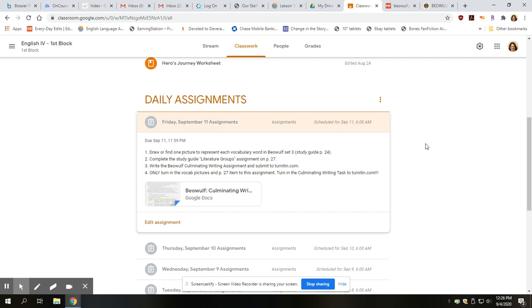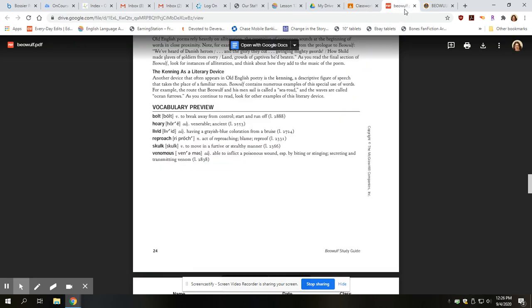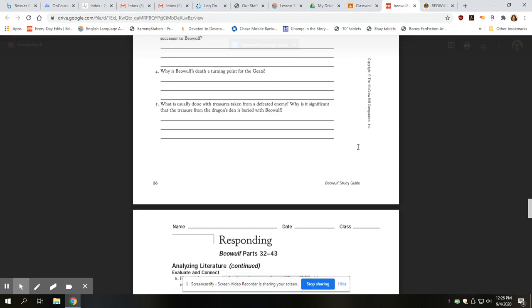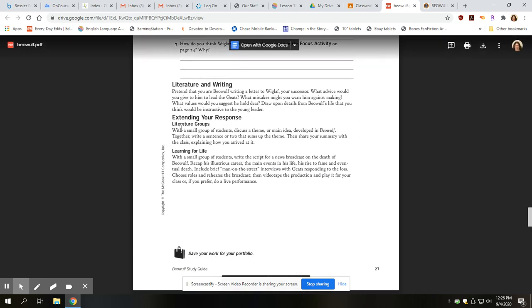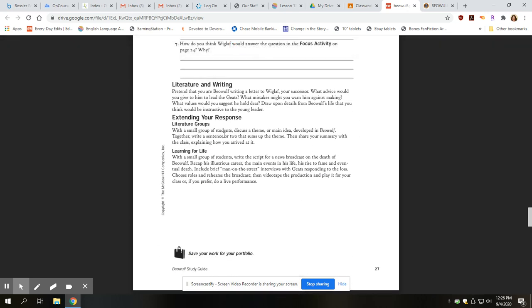All right? And then I have one other thing that I want you to answer from the study guide, and that is on page 27. It's under the topic literature groups. So let's take a look at that. Down here on page 27, under the literature groups. Now, I know you can't do this with a small group of students unless you meet with Google Meet or Zoom or something like that, or talk on the phone, but I just want you to write this yourself, okay? So it says, discuss a theme or main idea developed in Beowulf. Write a sentence or two that sums up the theme, and then we can talk about it together when we are in class.